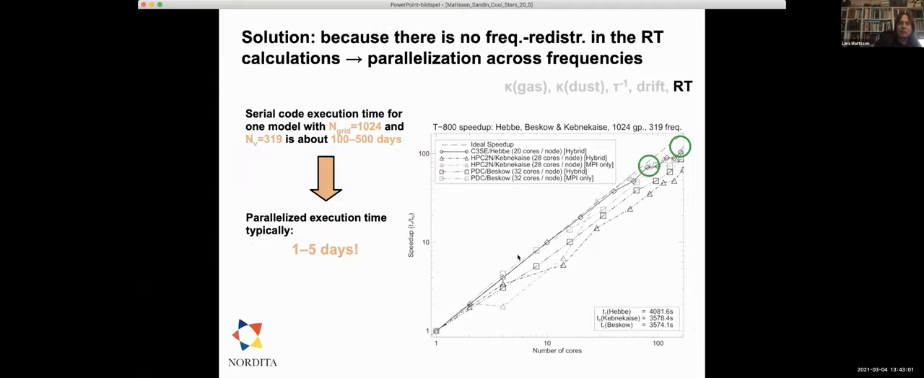But this high resolution fixed grid and frequency dependent radiative transfer and drift and all that, it gets expensive. On a single core, you would need about a year to run one time series. And that's not very practical, so you have to parallelize. But fortunately, because we use no frequency redistribution, you can parallelize the radiative transfer quite efficiently and run on, I think, 160 cores or something like that. And suddenly you can do one model in a few days, which is okay. It's difficult if you want to do a grid of models, but still it's reasonable.